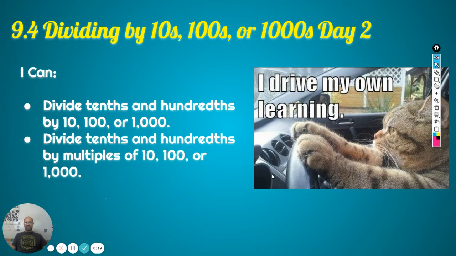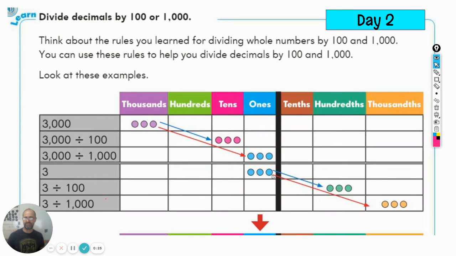Alright, dividing by hundreds or thousands today. Guess what? We're moving the decimal 2 places and 3 places. Surprised? Me neither. Okay, study the example and think of the rules you learned for dividing by 10 and compare it to dividing by 100.